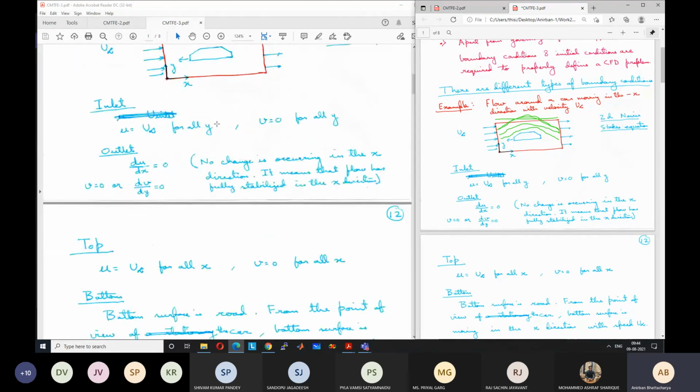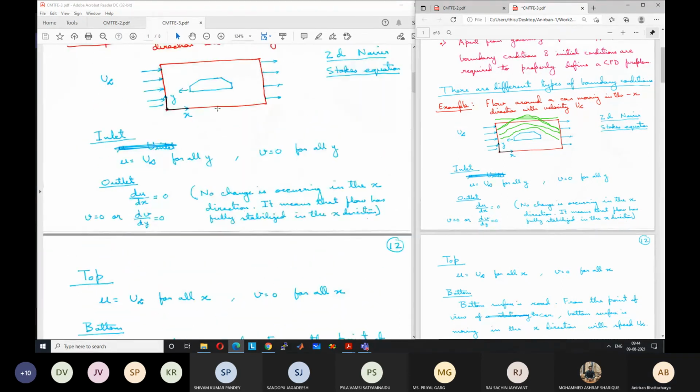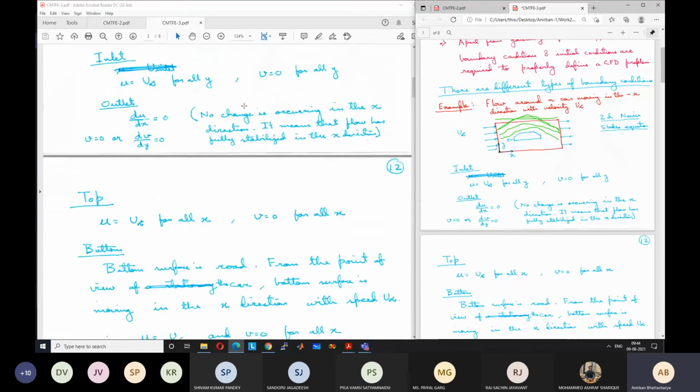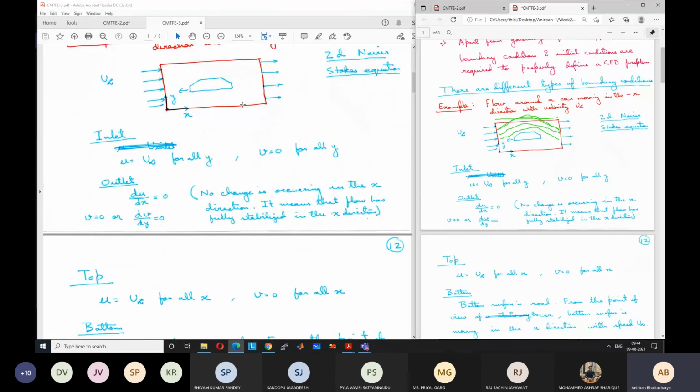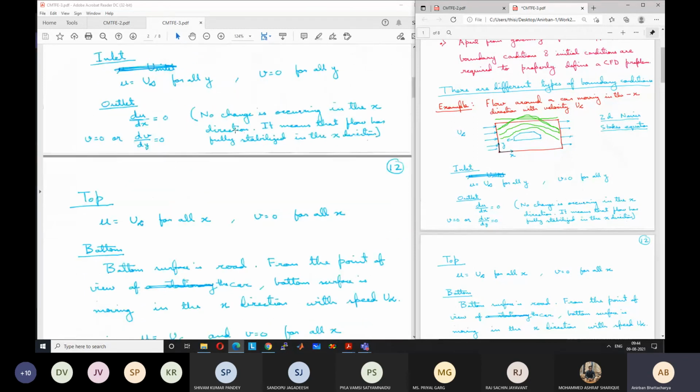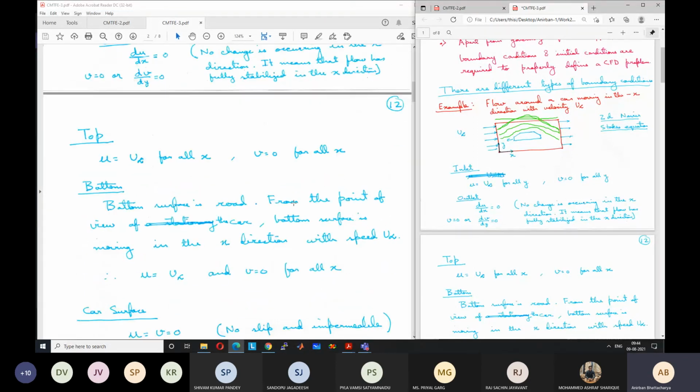Bottom surface is the road. The road is moving in the x direction with u infinity speed from the point of view of the car. So from the point of view of the car, the bottom surface is moving in the x direction with speed u infinity. So u is equal to u infinity and v is equal to 0 for all x. Okay. So these are the boundary conditions.